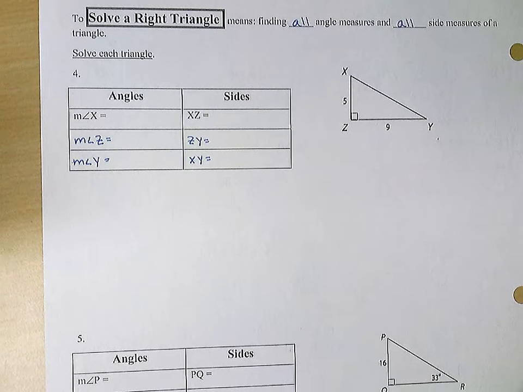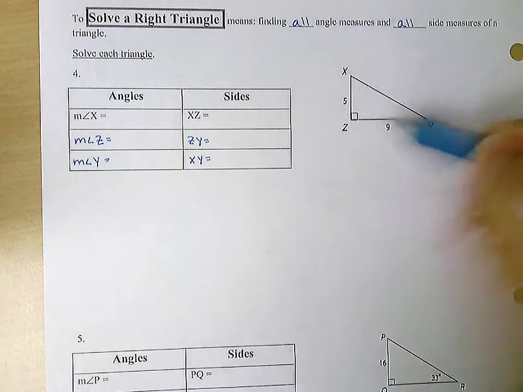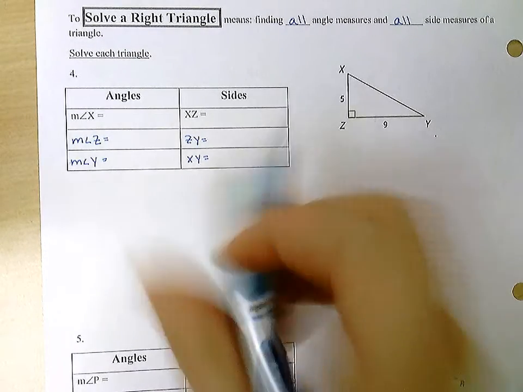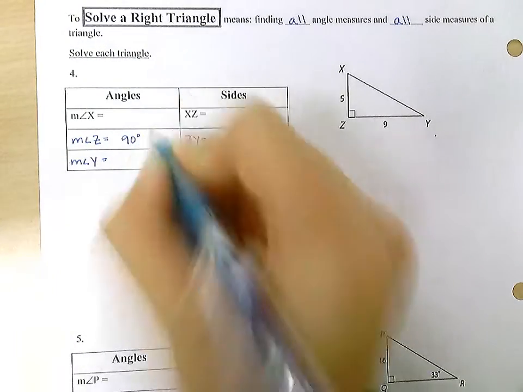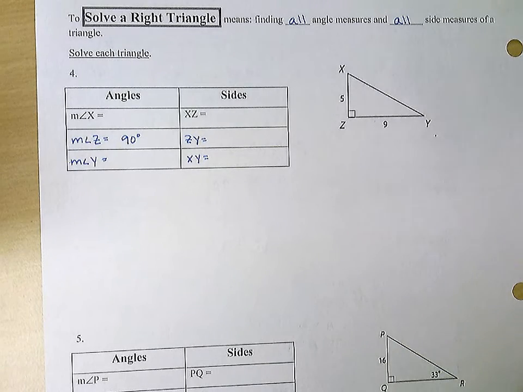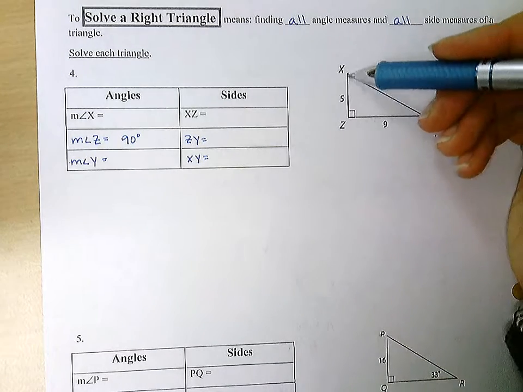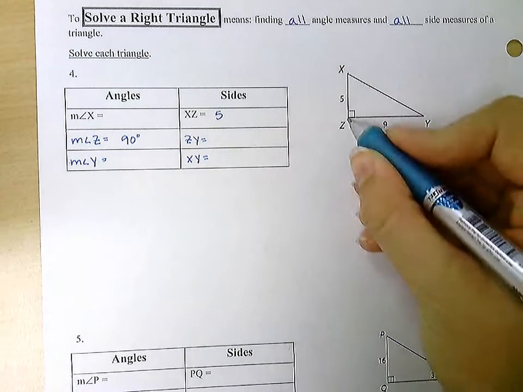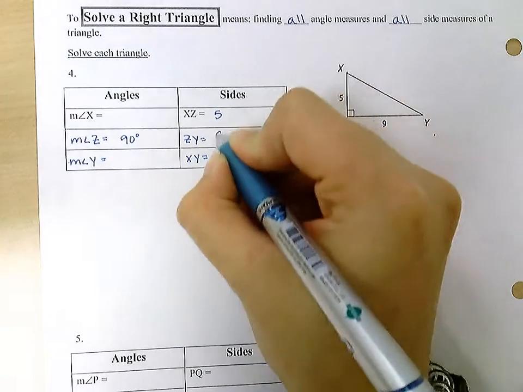Now we already have 1 angle and 2 sides in this triangle. So I can write out those measures right away in my table here. So the measure of angle Z I know is 90 degrees. The length of XZ is 5, and the length of ZY is 9.